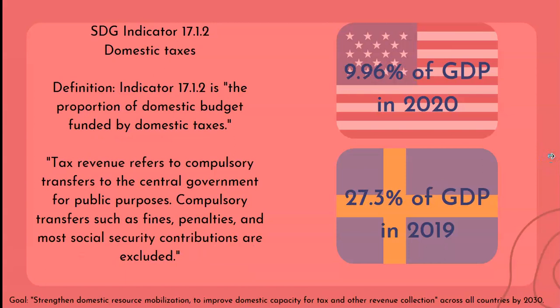Moving on to the domestic taxes, the proportion of the domestic budget funded by domestic taxes, which will include tax revenue and compulsory transfers to the central government for public purposes. Other transfers such as fines, penalties, and other social security contributions would be excluded in this. But as you can see, Sweden is almost triple the US, so the US has 9.96% of total GDP in 2020, whereas Sweden had 27.3% of GDP in 2019.